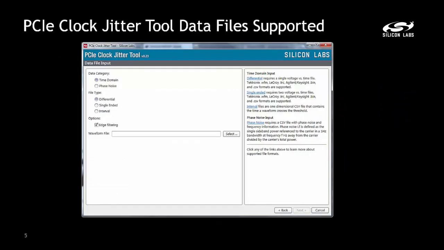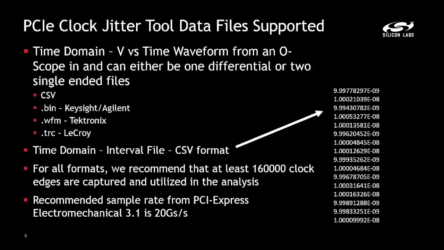The PCI Express Clock Jitter Tool supports both time domain waveforms or interval files from real-time oscilloscopes and frequency domain data in the form of phase noise from a phase noise analyzer. The waveforms can be a differential waveform or two single-ended waveforms. The tool supports multiple time domain data formats that engineers typically encounter when analyzing clock signals. If a waveform file is chosen, you can load in a CSV, a .bin from Keysight or Agilent, a .wfm from Tektronix, and a .trc from LeCroy. The recommended sample rate is at least 20 gigasamples per second.